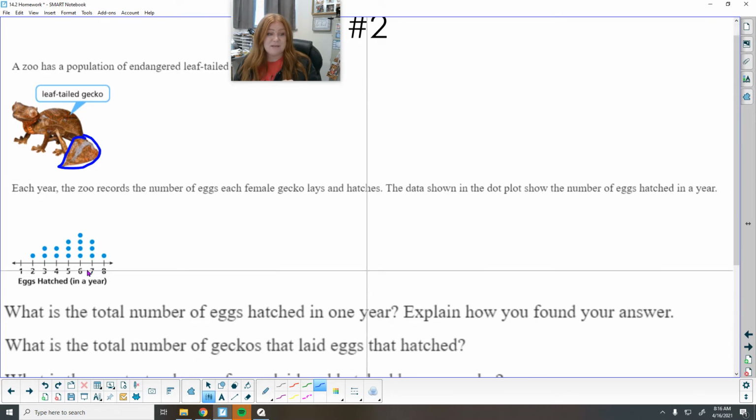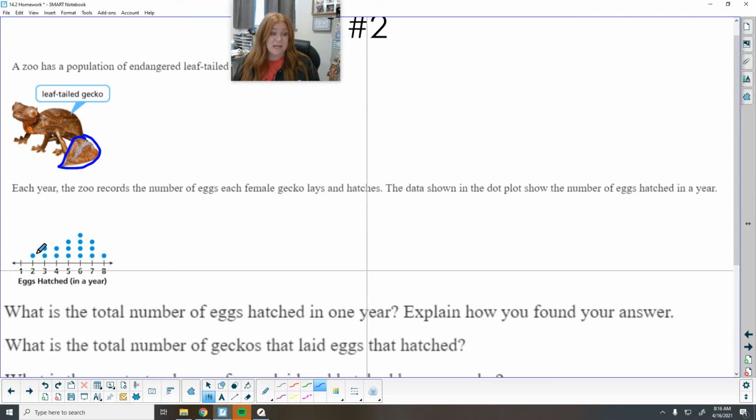So the number of eggs, right? So there's 8 here, 7 here. So each dot is kind of representing this number here. So what is the total number of eggs hatched in 1 year? So I'm not just counting the dots on this one. It didn't ask how many geckos they observed. It asked how many eggs.